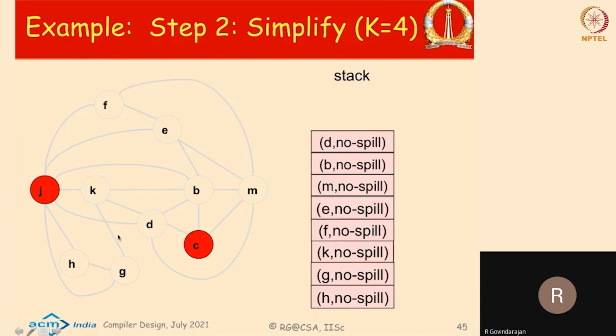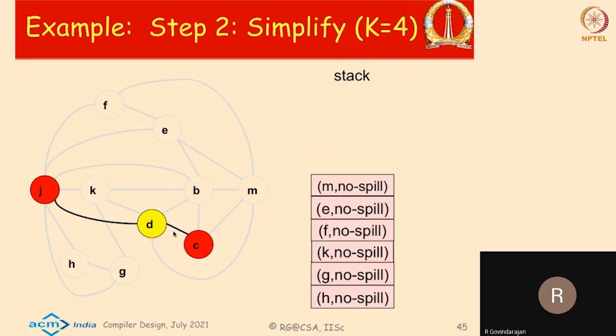The next node is D. D is connected to J. Therefore, D cannot be given the same color as red, but of course, D is also connected to C, therefore it has to be given a color different from C, but fortunately J and C are both red, so I can go ahead and give yellow color to D. The next node is B. Now B is adjacent to both D and J, so it has to be given a different color. So it is given blue.